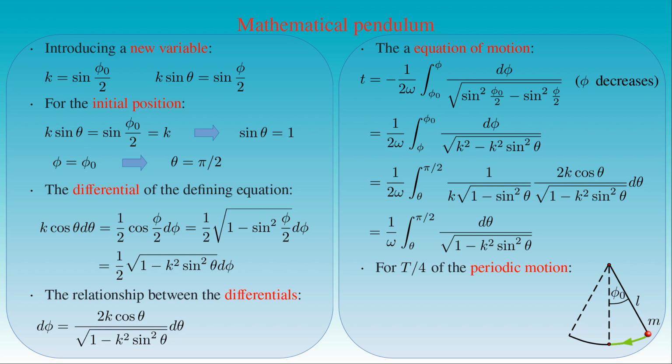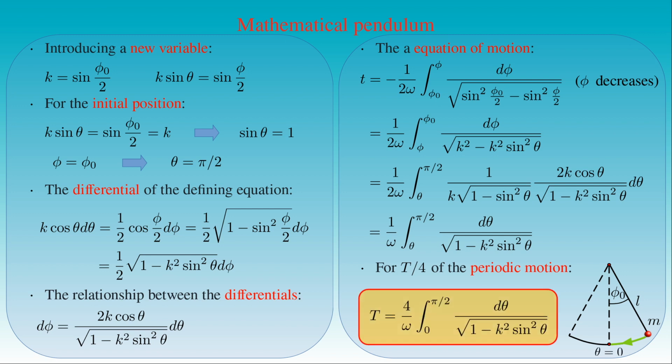Therefore, it takes 1/4 of the period of its motion to reach the equilibrium position from the turning point. As already seen, theta is equal to pi over 2 for the initial angle phi 0. In the equilibrium position, the angle phi is equal to 0, which corresponds to a vanishing theta. Then the period T of the oscillation of the pendulum can be written as 4 over omega times the integral of 1 over the square root of 1 minus k squared times the square of sine theta, with respect to theta from 0 to pi over 2.